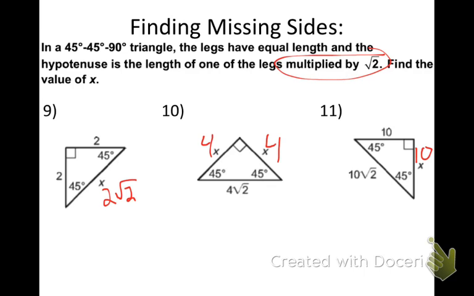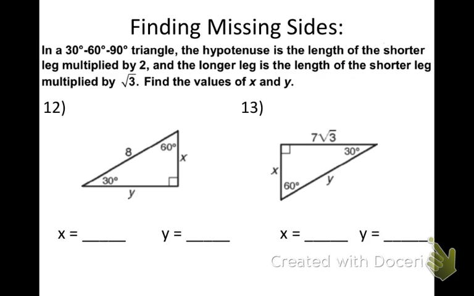All right, same idea. Now change the gears back to the 30, 60, 90 triangles. Okay, try both of these. Again, a 30, 60, 90 triangle is multiplied by the square root of 3, not the square root of 2. Remember the different rules.